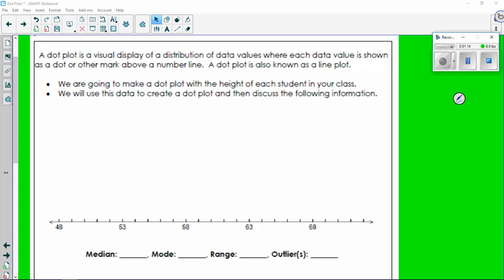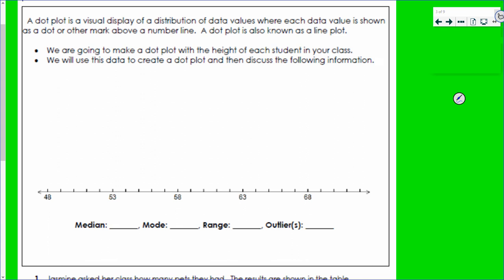Okay, so the first step is I need you to collect all of our data. We're just going to go around. When I get to you, tell me what your height was in inches. Make sure you have rounded it up or down. You need to copy these numbers down. You are also going to be making a dot plot of this information.